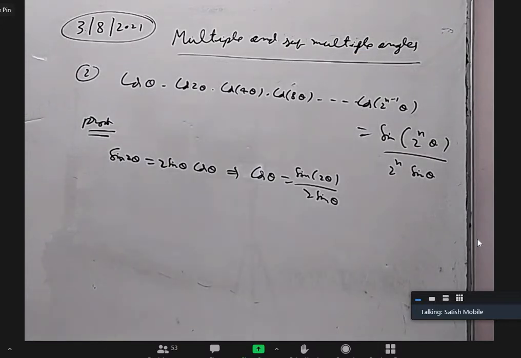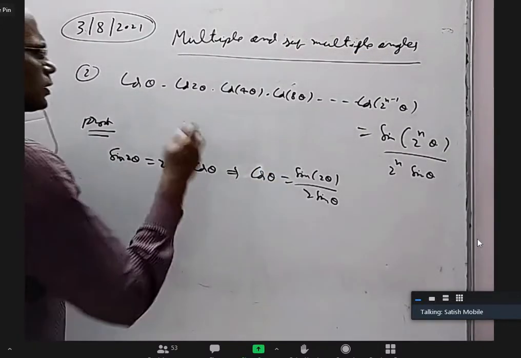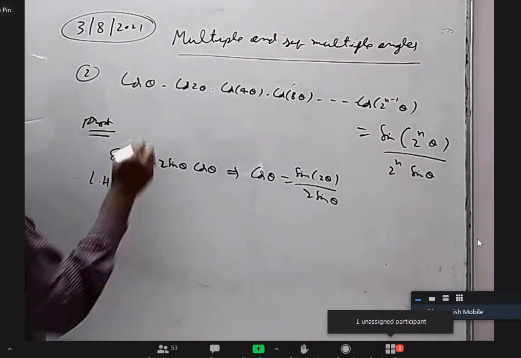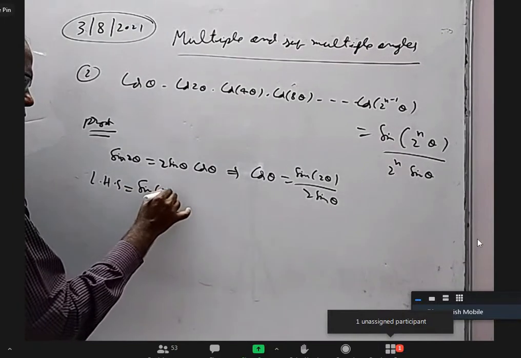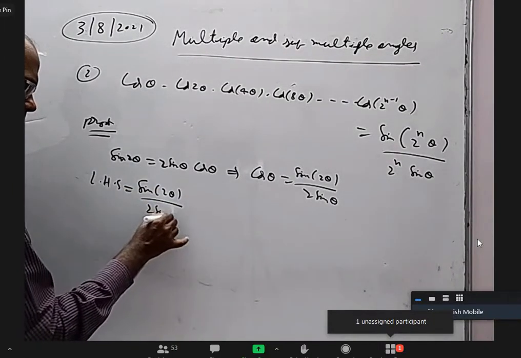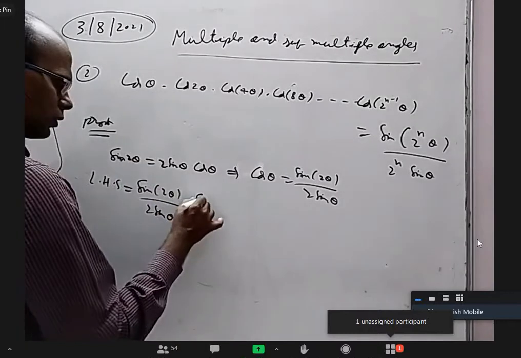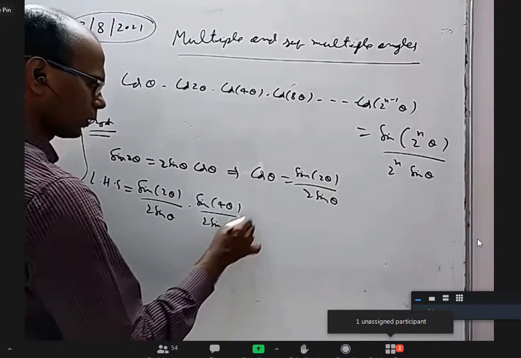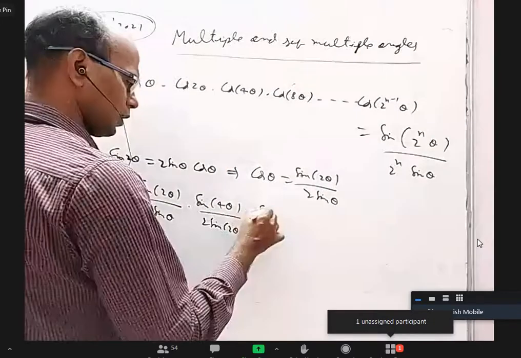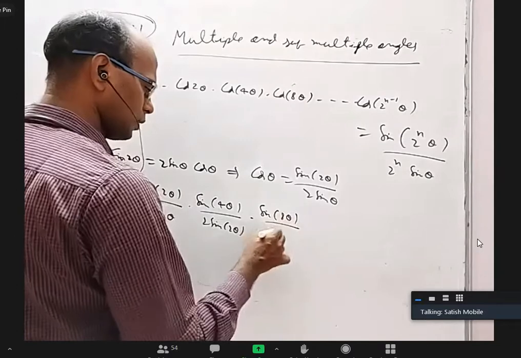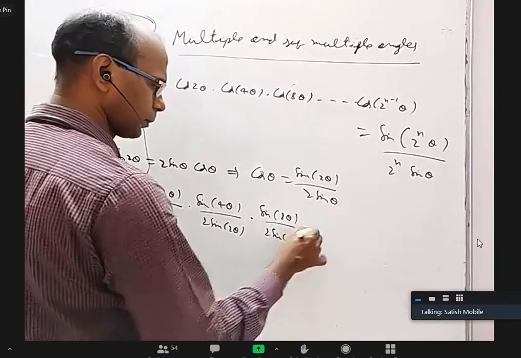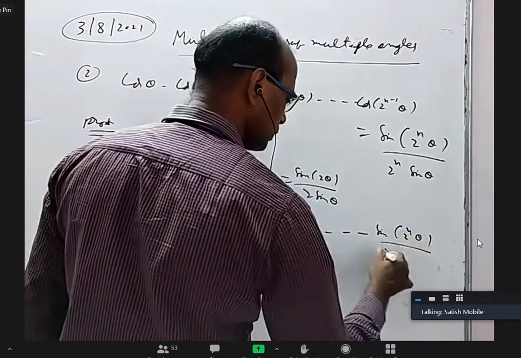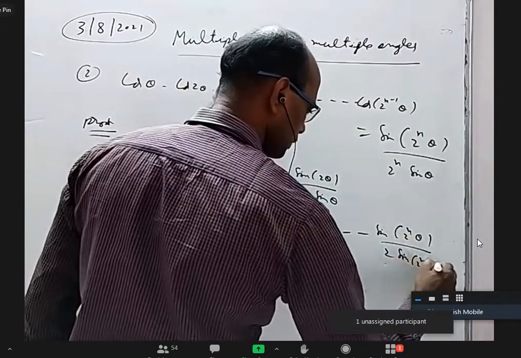Yeah. Sin 2 theta is 2 sin theta cos theta. I wrote this. I start with the product and each one of them I replace with this. So this cos theta I can write as sin 2 theta by 2 sin theta. This I can write as sin 4 theta by 2 sin 2 theta. This cos 4 theta I can write as sin 8 theta by 2 sin 4 theta. This is sin of double, 2 power n theta, by 2 sin 2 power n minus 1 theta.